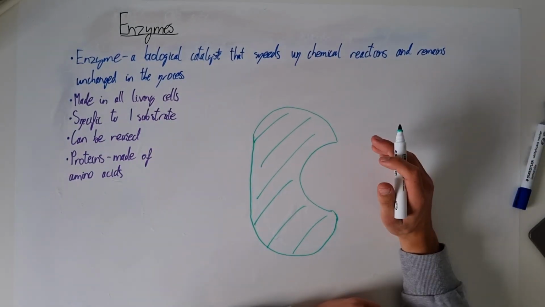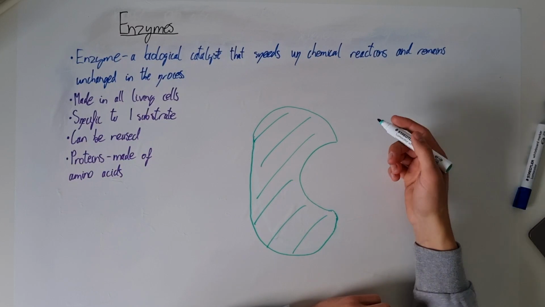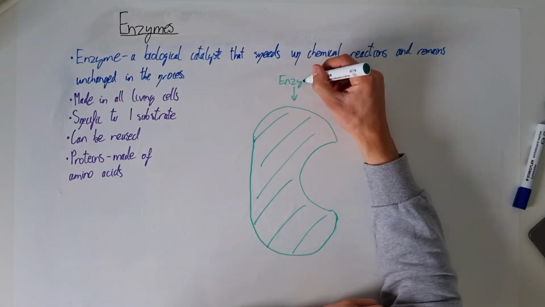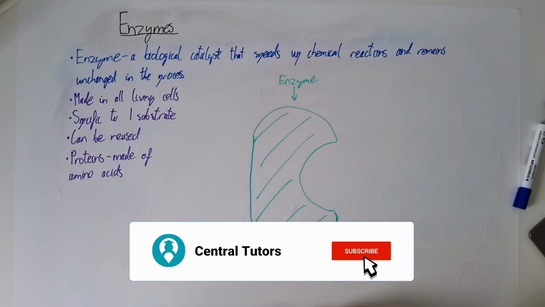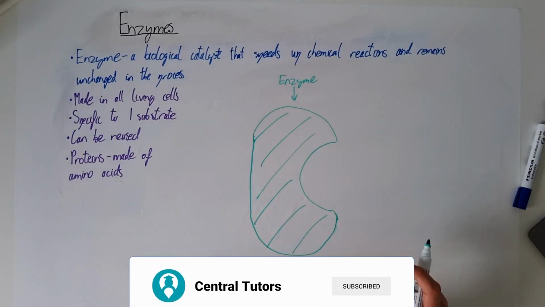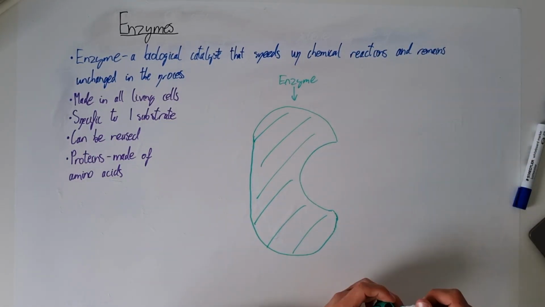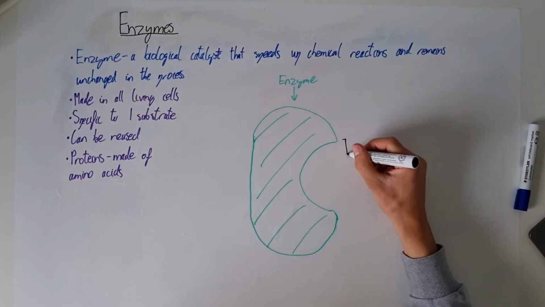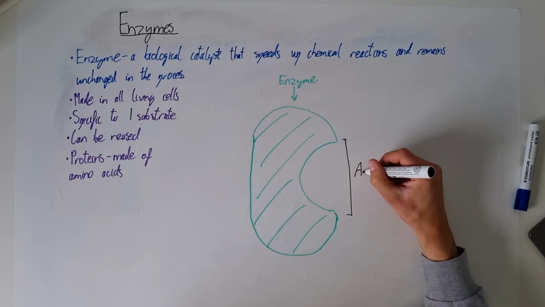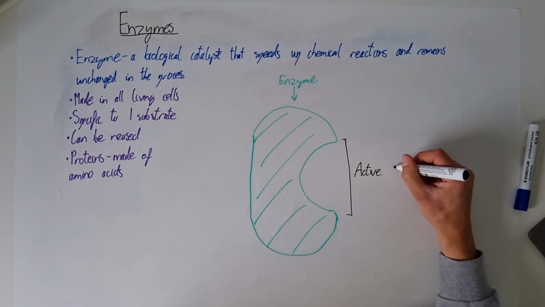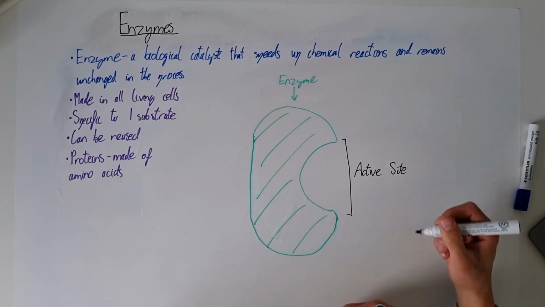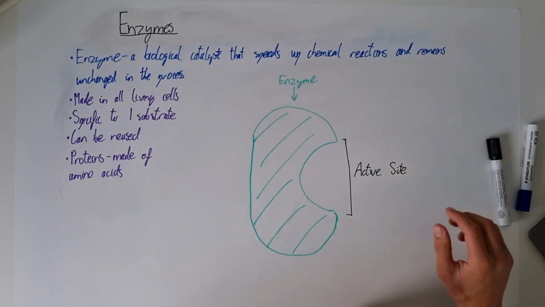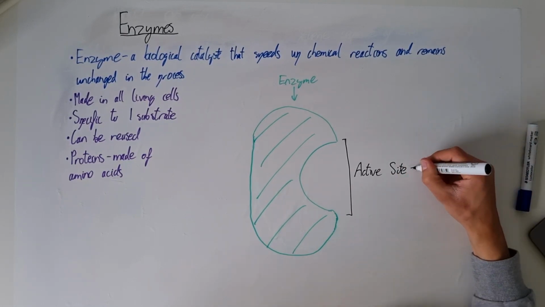So, just taking a look at the structure of an enzyme. Not the greatest diagram in the world, but this is usually what an enzyme is like. It has your basic shape, and then also what we call here the active site. And this is where your substrate binds, and it has a complementary shape to the substrate.